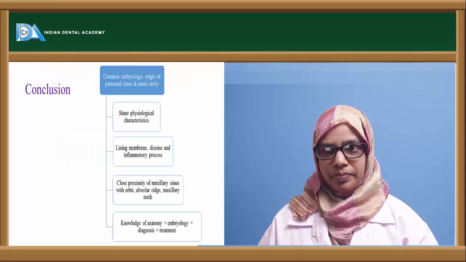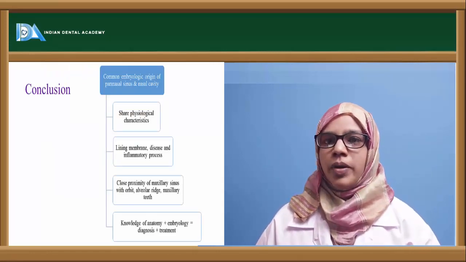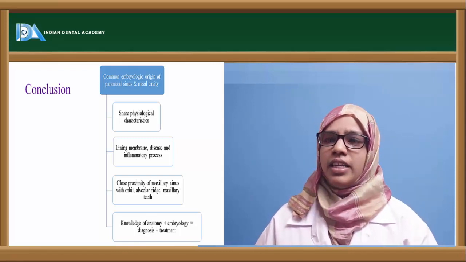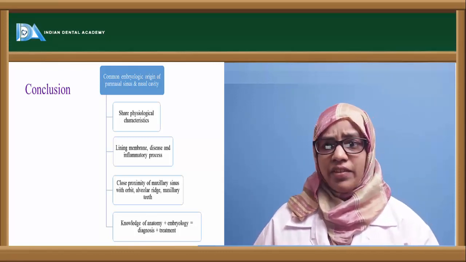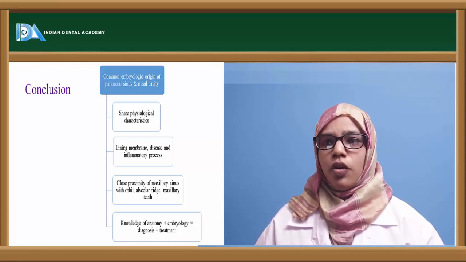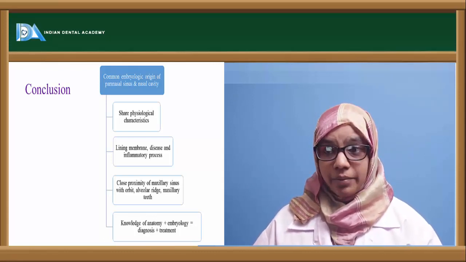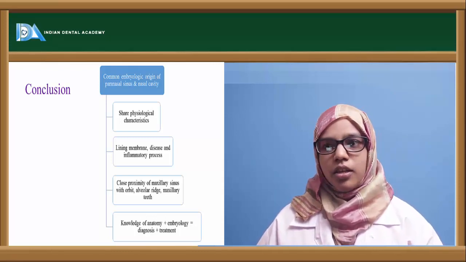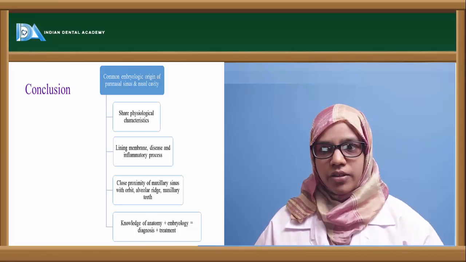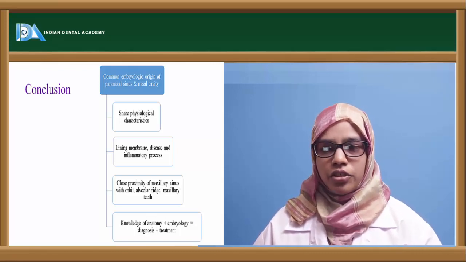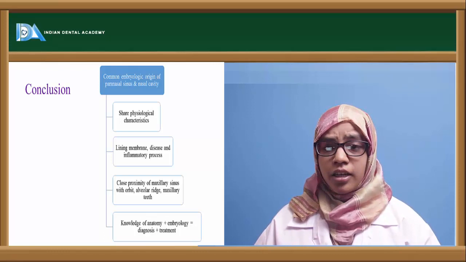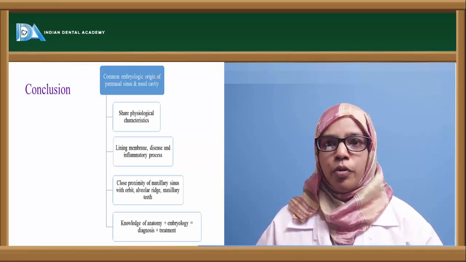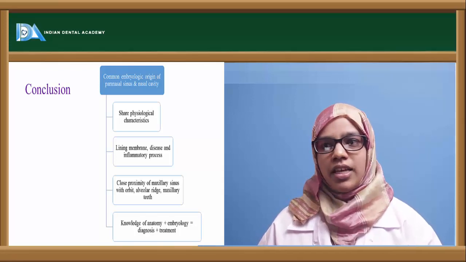Thus I would like to conclude by saying that there is a common embryological origin of the paranasal sinus and the nasal cavity. They share common physiological characteristics, that is the lining membrane, the disease and the inflammatory process. Along with that, there is a close approximation of the maxillary sinus to the orbit, alveolar ridge and maxillary teeth. Thus, a clinician should have a thorough knowledge of the anatomy and embryology to come to a proper diagnosis and treat maxillary sinus disease.